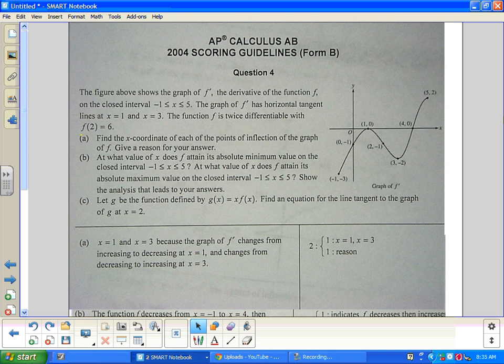At what value of x does f attain its absolute minimum value on the closed interval of -1 to 5? At what value of x does it attain its absolute max on the same interval? Show the analysis. To the office, please, Kelly.